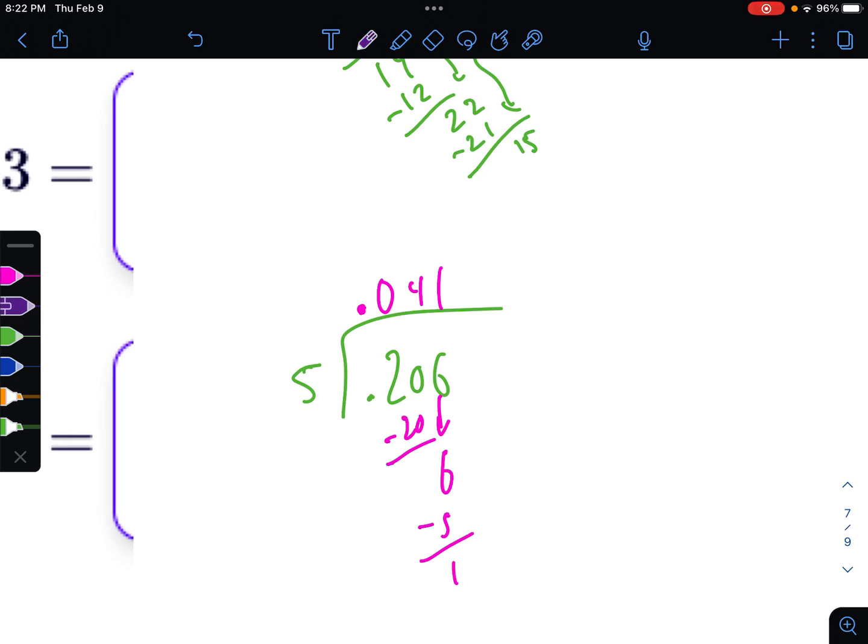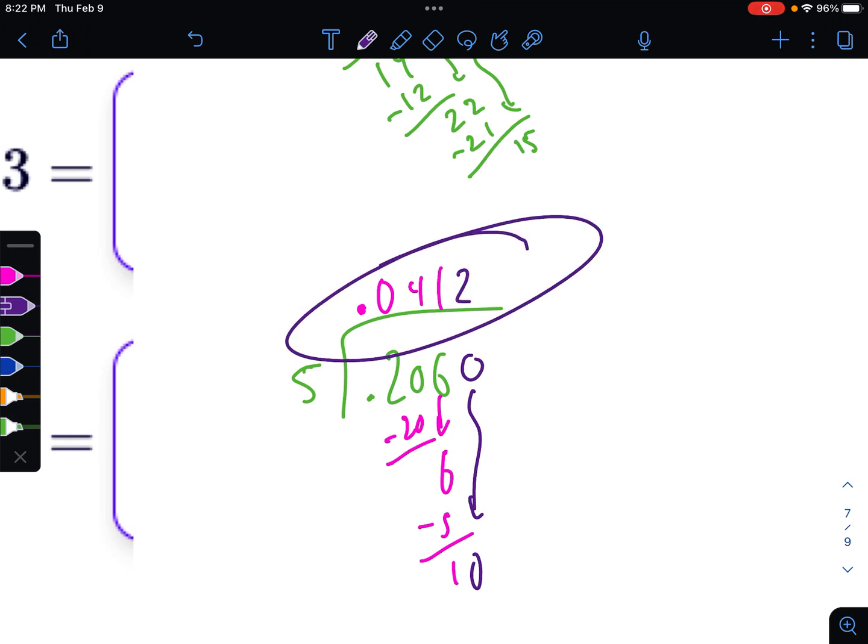We got a remainder. Oh, we got a 0 situation. But we didn't have to go very far. 5 goes into 10 2 times. And there is my answer.